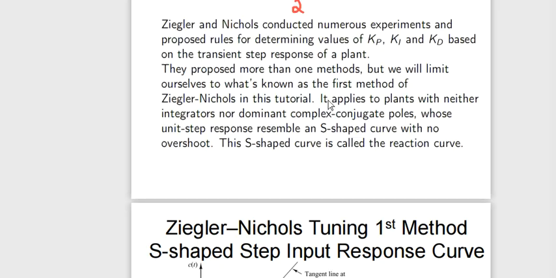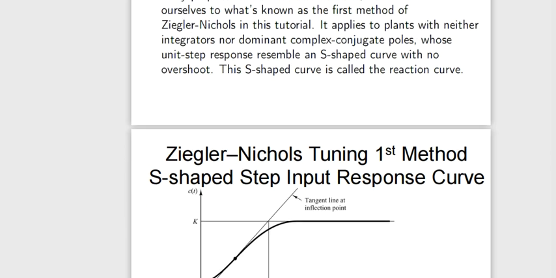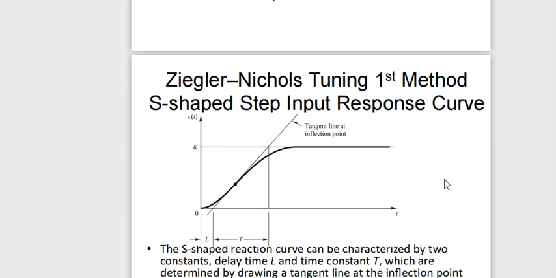We say that in the case of the first method, it is not possible to have any integrators or complex conjugate poles, and the input must be a unit step, and the curve resembles an S-shaped curve with no overshoot. That S-shaped curve is called the reaction curve. Okay, consider the Ziegler-Nichols first tuning method: the S-shaped step input response curve.